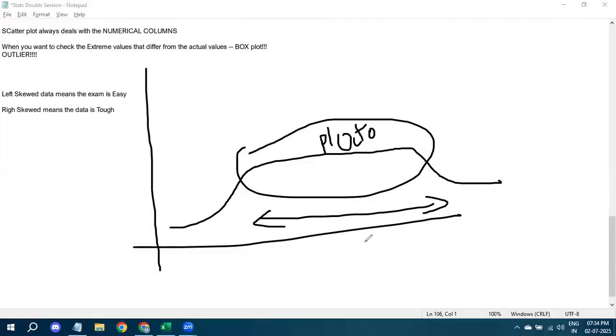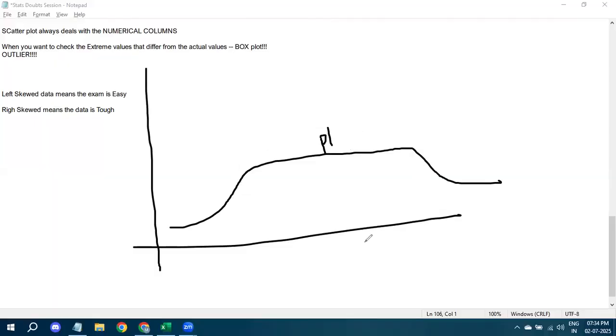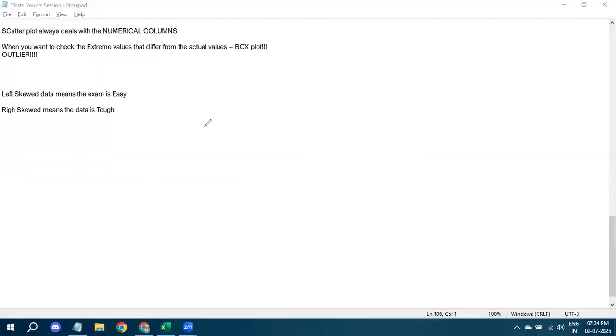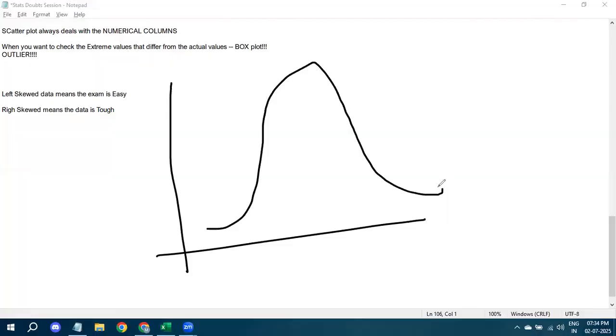Sir, may I know about the central limit theorem? That you will be learning. The central limit theorem, when we talk about the distribution of the data, that you will be learning.